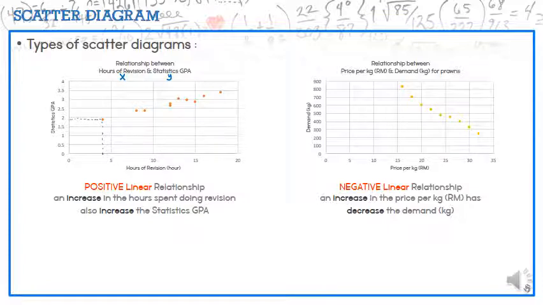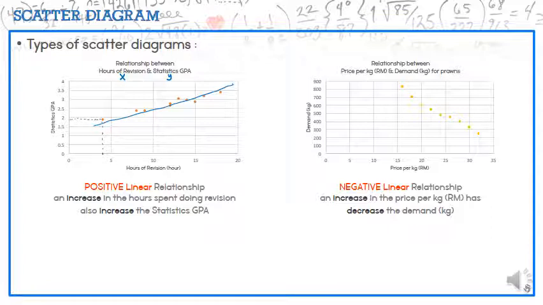Okay, as the number of hours increases, we can see that the statistics GPA tends to increase. We can see a slight increase in the pattern. So what we can conclude from the diagram is that there exists a positive linear relationship between hours of revision and statistics GPA. Okay, an increase in the hours spent doing revision also increases the statistics GPA.